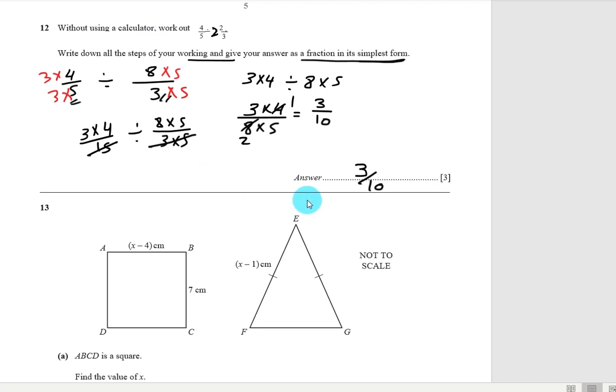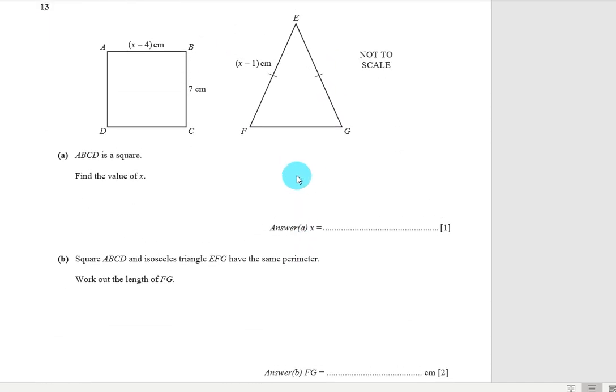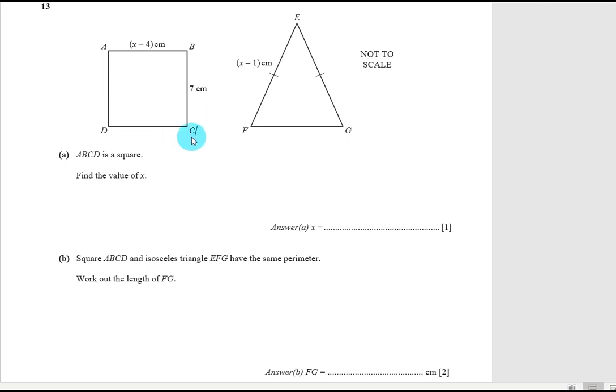Let us go to another question. We have here ABCD is a square. Find the value of x. Both sides of the square are equal, so x minus 4 will equal 7, so x will equal 11. So the value of x is equal to 11.